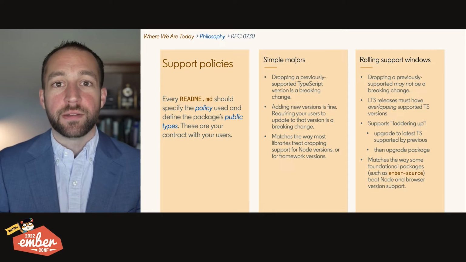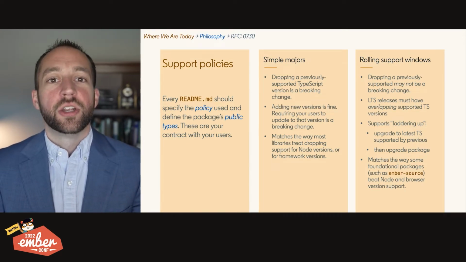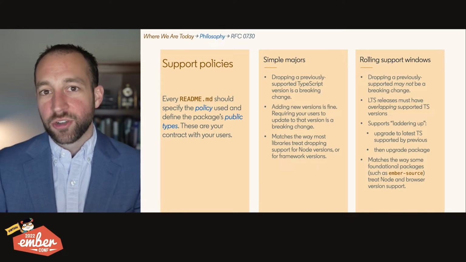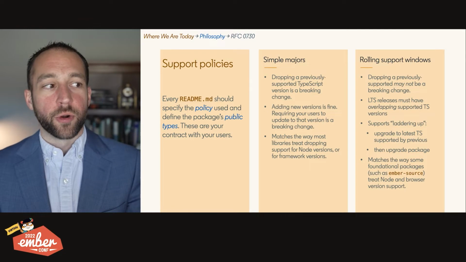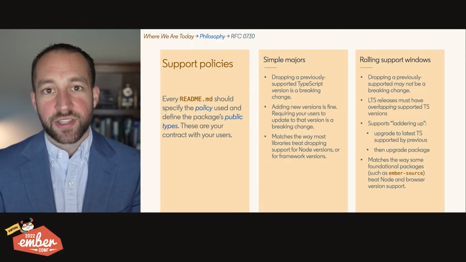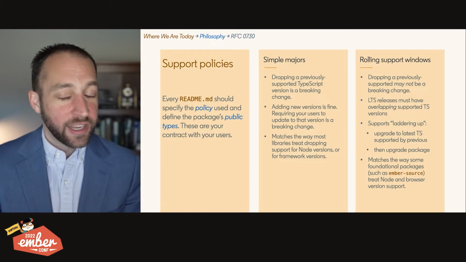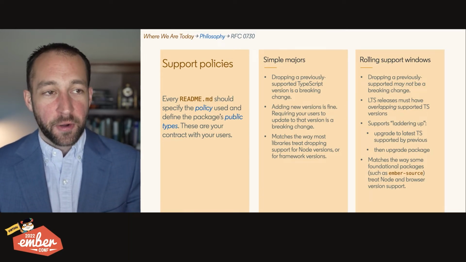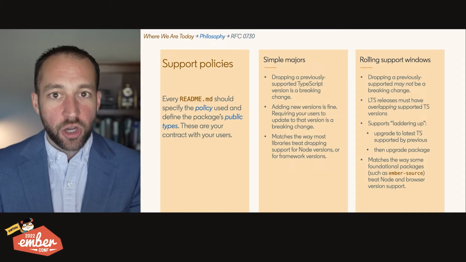And this matches the way foundation-level ecosystem packages, again like Ember itself, treat things like Node. When a Node long-term support release goes out of support, Ember drops support for it. The key here is that semantic versioning is a socio-technical contract. And I could do a whole talk on this, and hopefully someday I will. But the key is that we keep our contract.